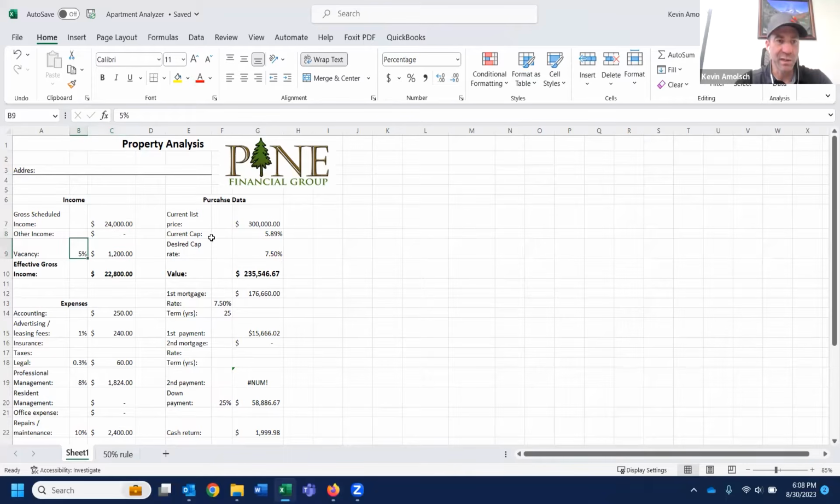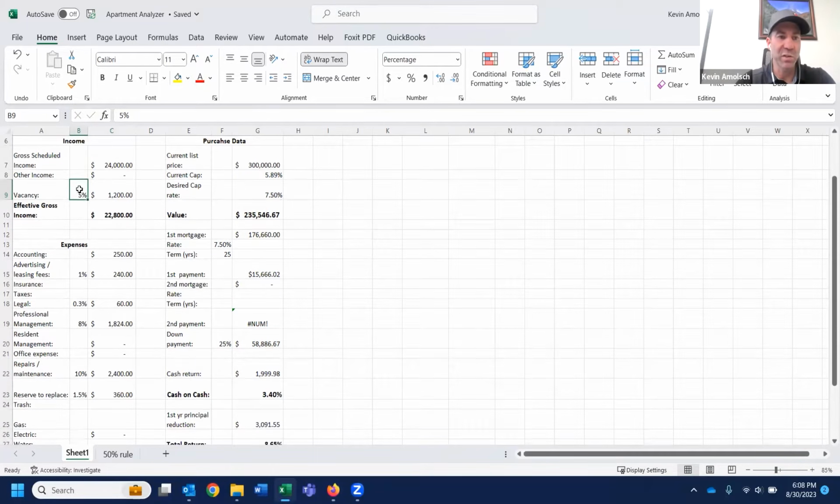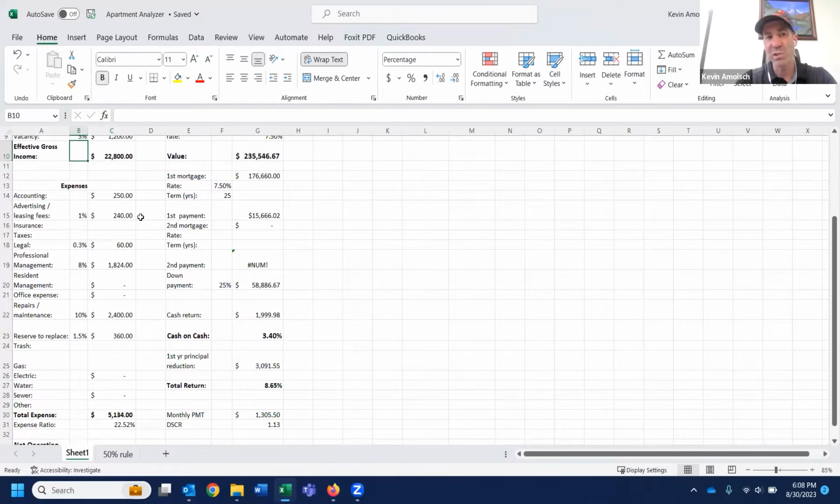Then we take out expenses. A lot of this is automatically built in, so it's easier when I'm running my numbers on properties. I just assume a 5% vacancy factor. Obviously, you could change this to anything you want, and it will change the impact on your analysis. Accounting is just for a tax return. You could take that out if you're just buying one little property and you're not setting up a separate entity for it. In fact, let's just take that out.